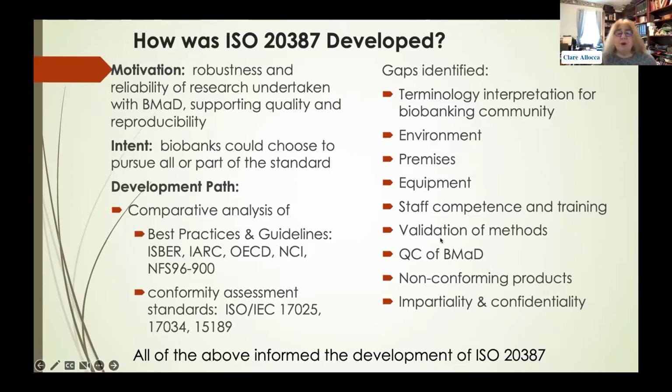The environment, the premises, the equipment, we've listed some of the factors, but there are a number of areas that we really felt had to be discussed, considered, and put out there within the development of ISO 20387.